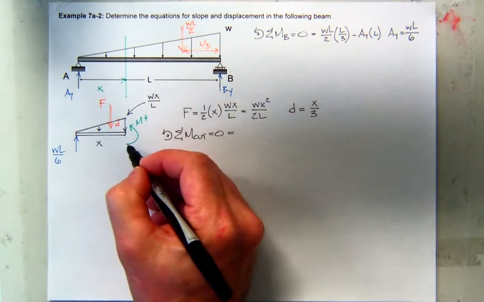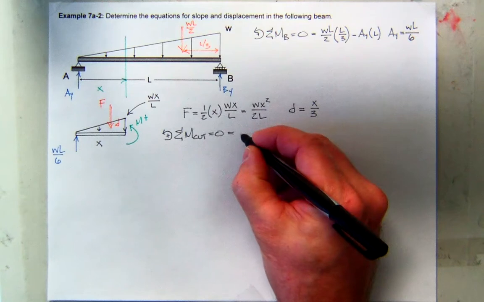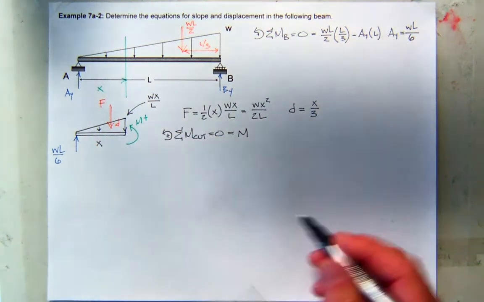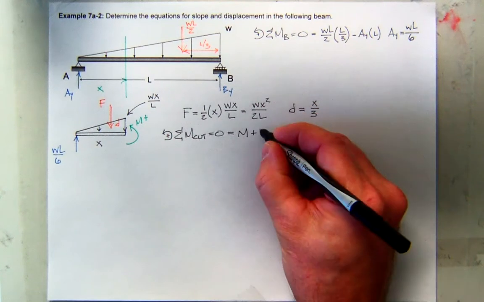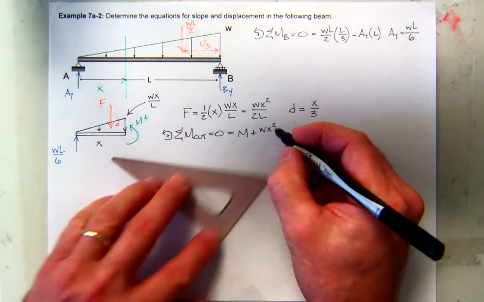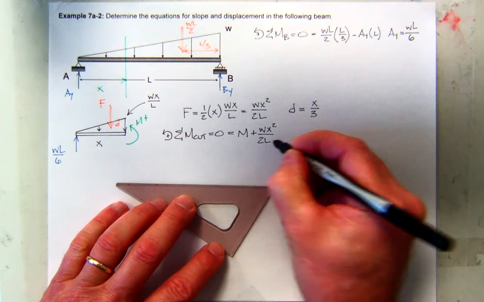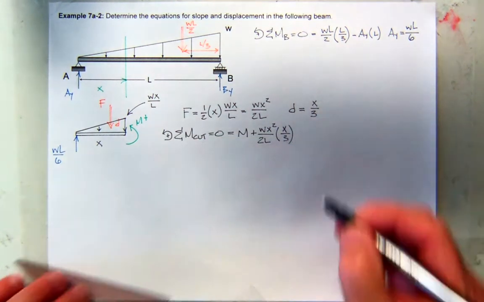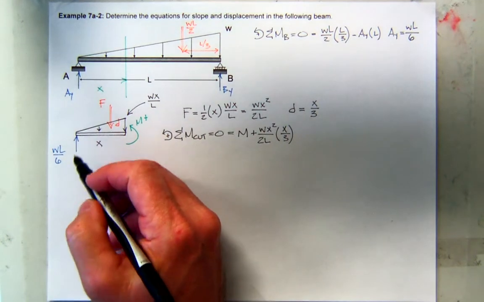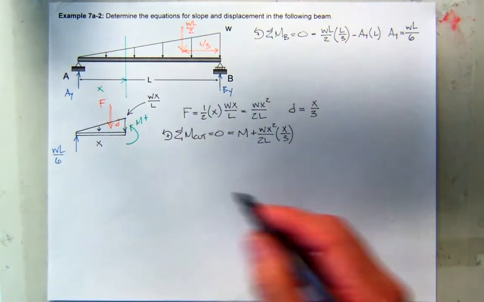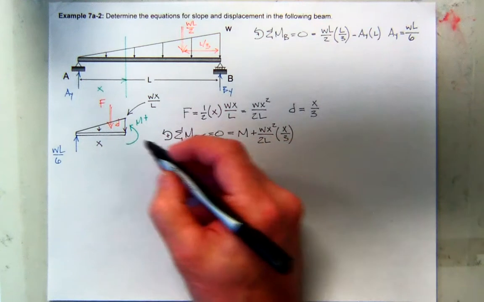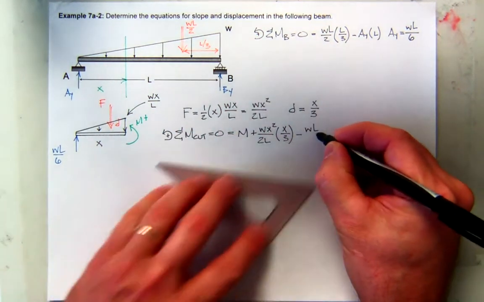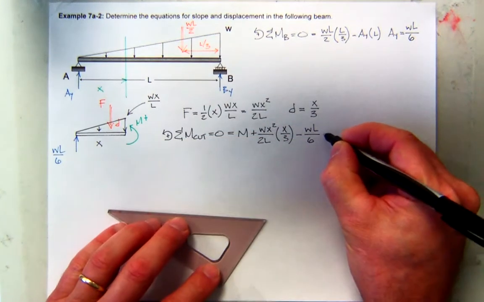Starting here, I've got the moment, and with right-hand rule, that's positive. My force F about the cut is also creating positive. So again, the force is Wx squared over 2L, and the distance D is x over 3. And then I have my reaction force here, which is WL over 6. What kind of moment does that create about the cut? Negative. So the force, WL over 6, times the distance of x.